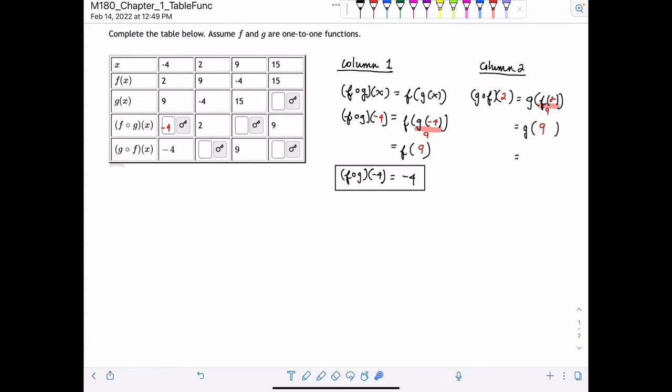Now I can go to g of 9. I go to my function g and go to the x value 9, and I notice that my output is 15. So this means G composed of F of 2 is equal to 15.